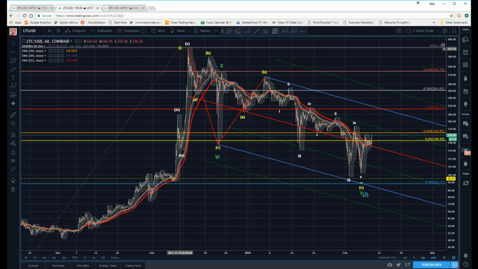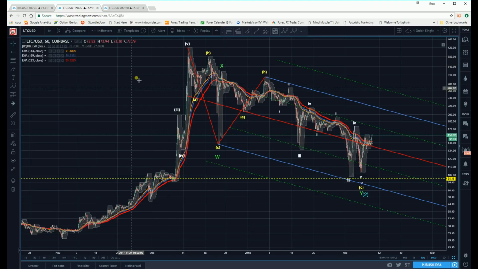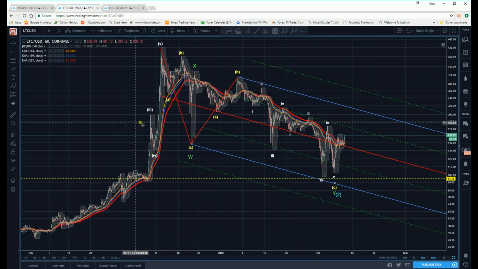I'm going to take this off and see what we get here. Now there's some complexity to this. What I have here is a WXY, right? It sounds complicated, but WXY is just connecting two ABCs with an X wave.